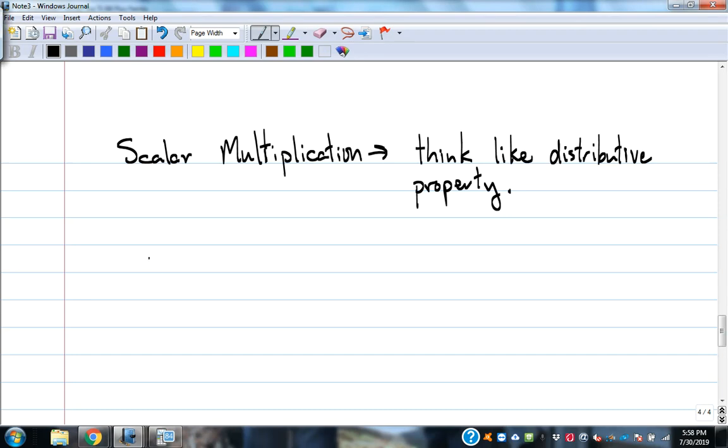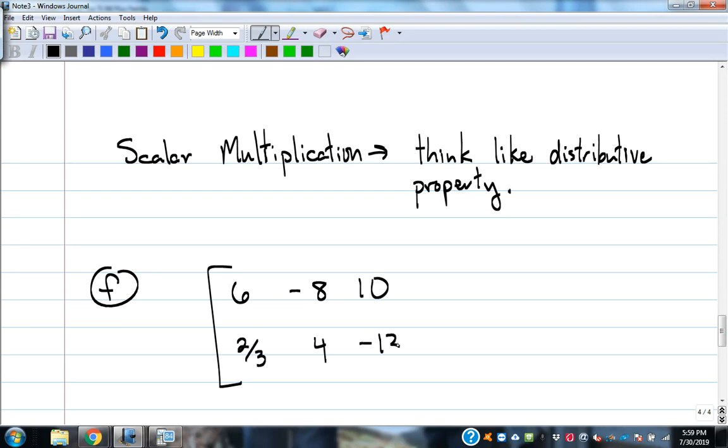Okay. For example, 6, -8, 10, 2/3, 4, -13. It doesn't even matter what size the matrix is. If you're going to do scalar multiplication, they're just going to plop a number out on the outside, like a 3. And they're going to say multiply 3 times everything on the inside. That's all it means. You distribute that 3 that's in the front. This guy multiplies to every single piece that's inside. That's all scalar multiplication really is.